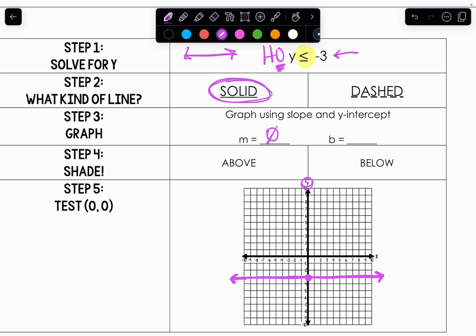Now, this line right here is crossing the y-axis at the -3. So with this one, there is a y-intercept. The y-intercept is -3. Less than or equal to, that tells us that we shade below. Now, hopefully it's not difficult for you guys to tell what side is below this line, because this line is literally laying down. And there you go.